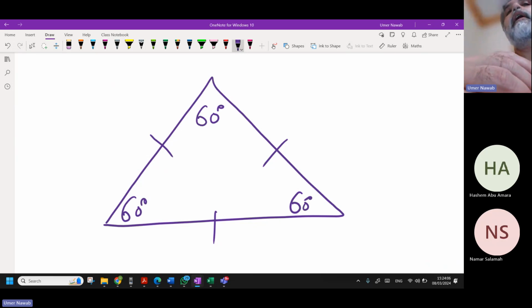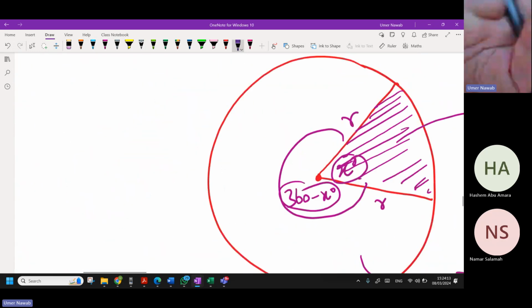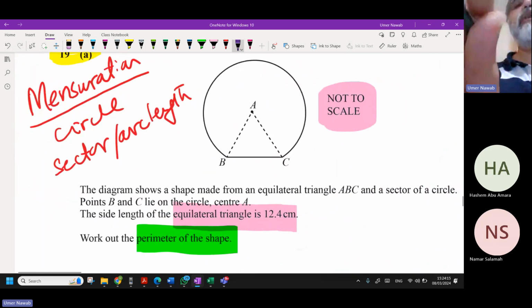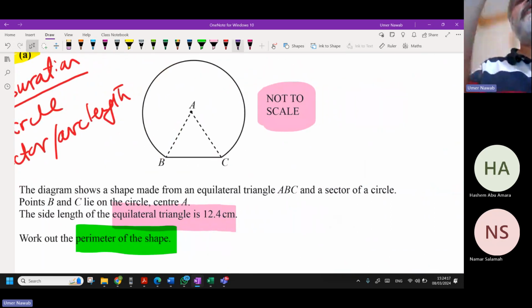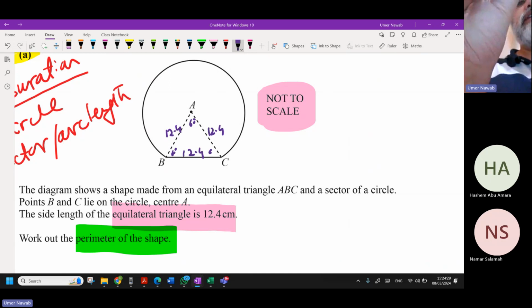So this is an equilateral triangle. All the sides are equal. So if the examiner mentions that this is an equilateral triangle, every side is 12.4. Mr. Omar, this is 12.4, this is 12.4, and this is also 12.4. Bravo. This angle is 60, this angle is 60, Mr. Omar, this angle is 60. Bravo. Can you tell me what this angle is? Mr. Omar, 360 minus 60. This is 300 degrees. Bravo. So alhamdulillah, you know everything now.